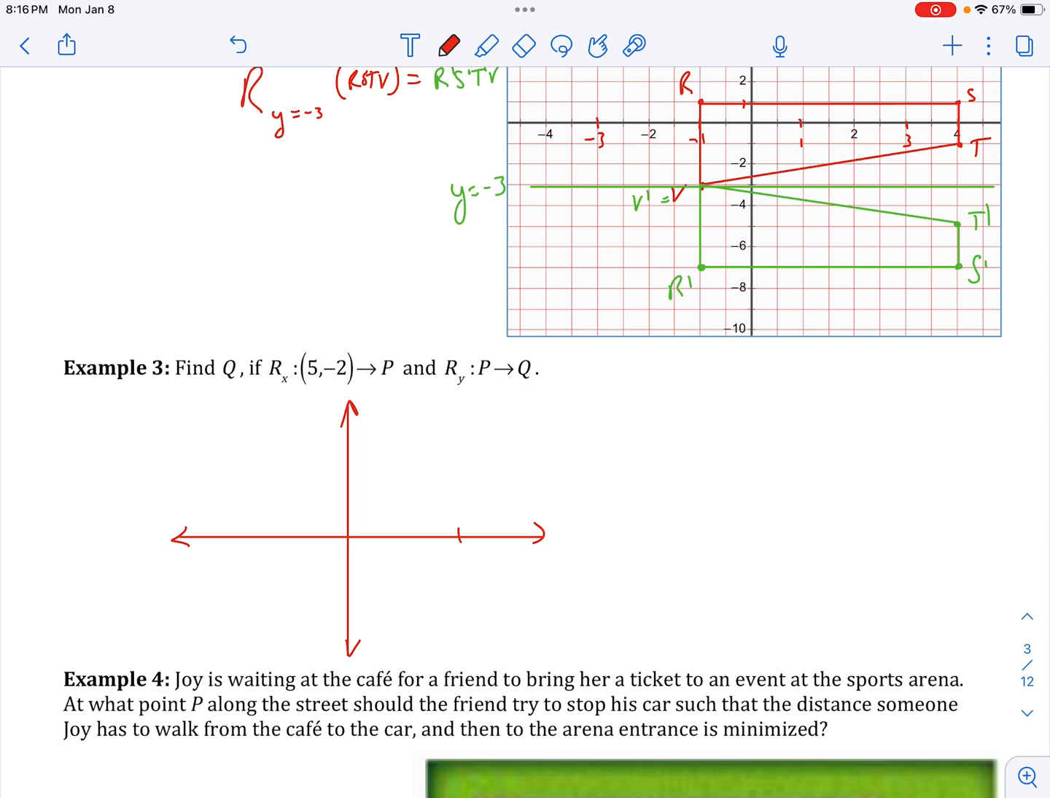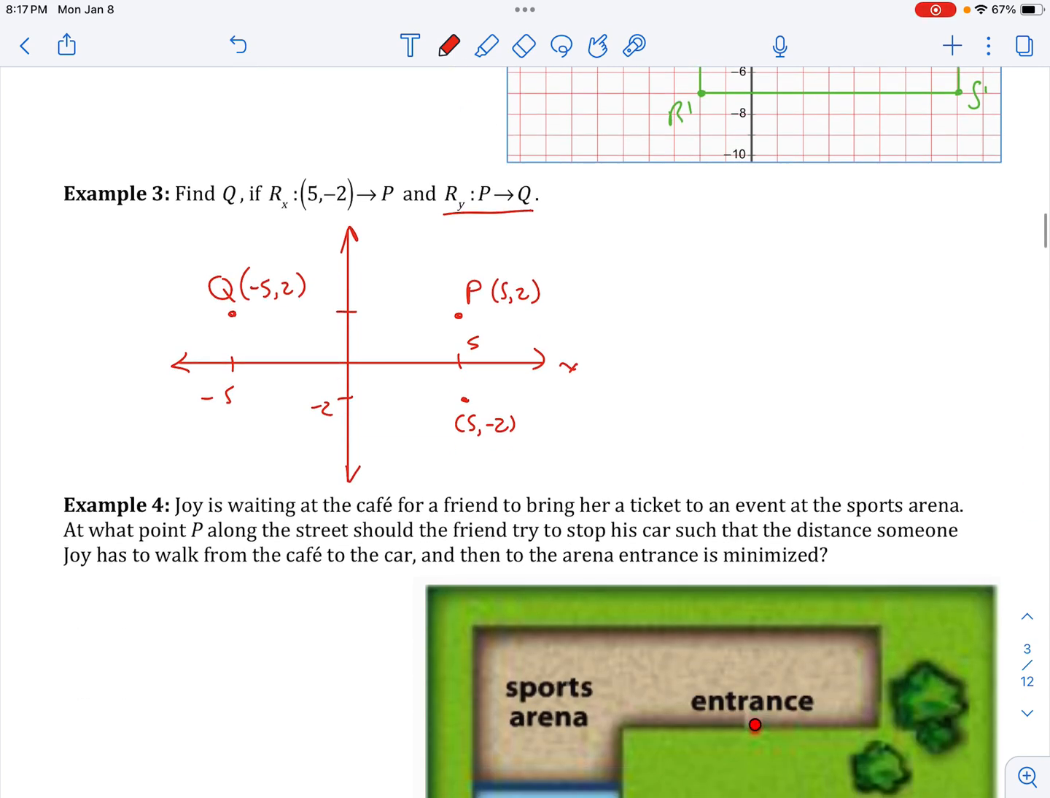So I want to reflect 5, negative 2, wherever that is. That's 5, negative 2. When I reflect that over the x-axis, it turns into P. Well, reflect that over the x-axis, it's going to go up here to 5, 2. So that's where P is. And then I reflect P over the y-axis, so that's going to be over here somewhere, that's going to become Q. So Q is actually at negative 5, 2. That's just a little bit of, can you read the notation and follow the instructions.